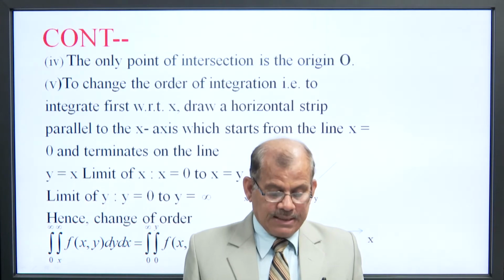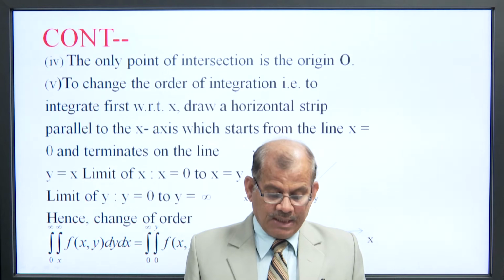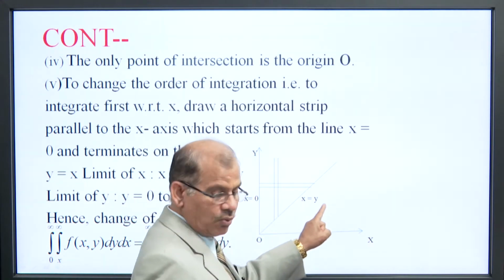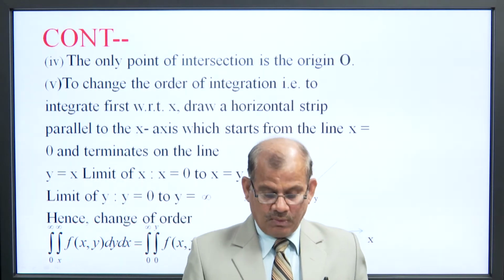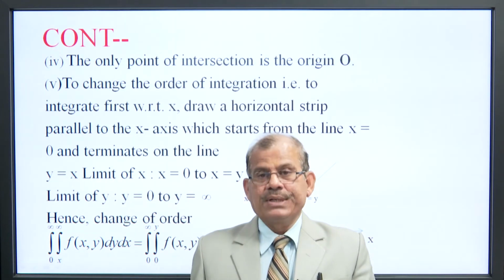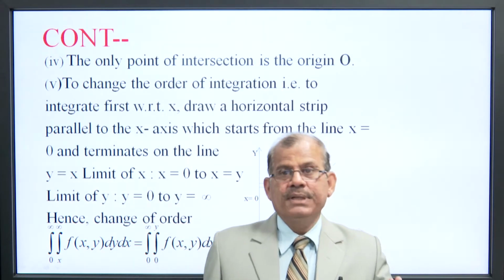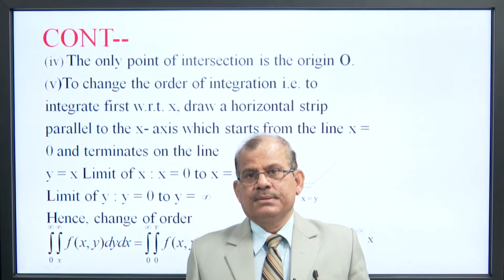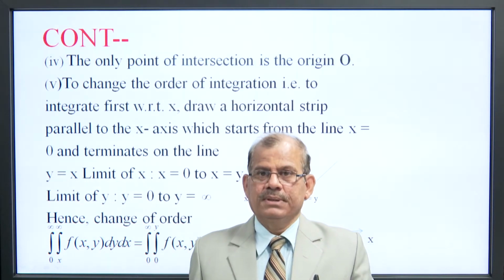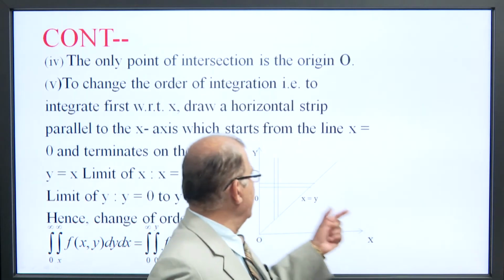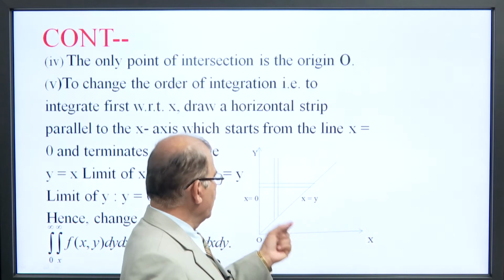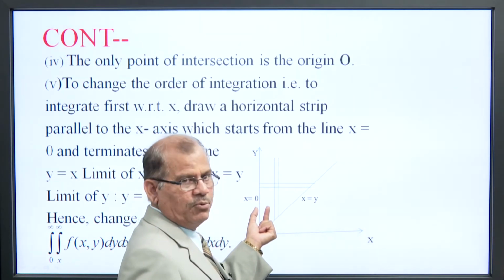The integral from 0 to infinity, x to infinity, f(x, y) dy dx is equal to the integral from 0 to infinity, where the lower limit of x is 0 and the upper limit of x is equal to y, of f(x, y) dx dy. This is the change of order of integration of the given double integral. If we are required to find the variable limit of x, we have to draw a strip parallel to the axis of x. If we are required to find the variable limit of y, we have to draw a strip parallel to the axis of y.